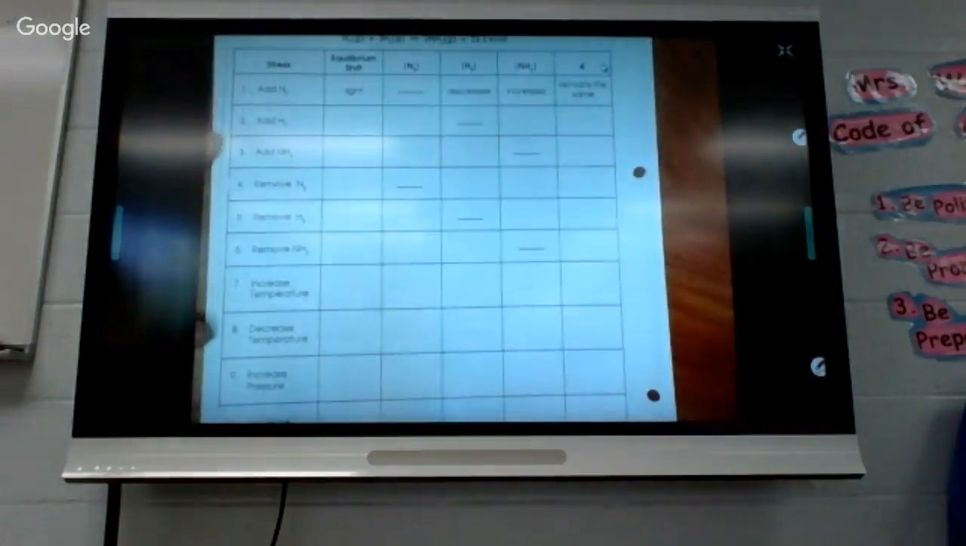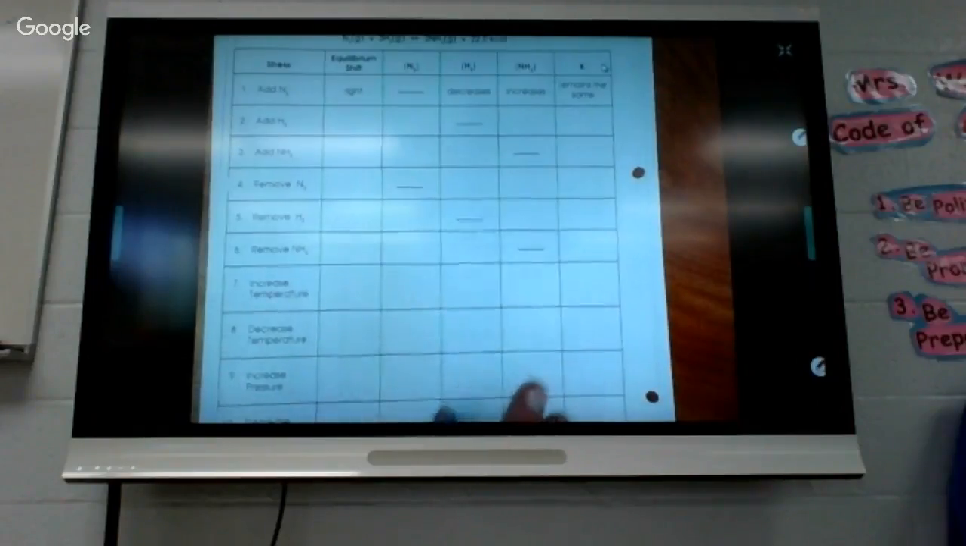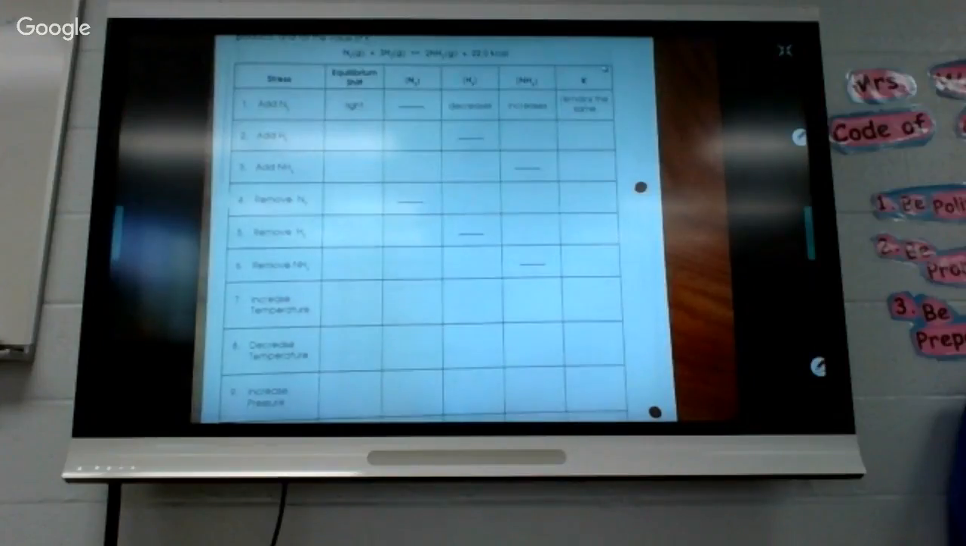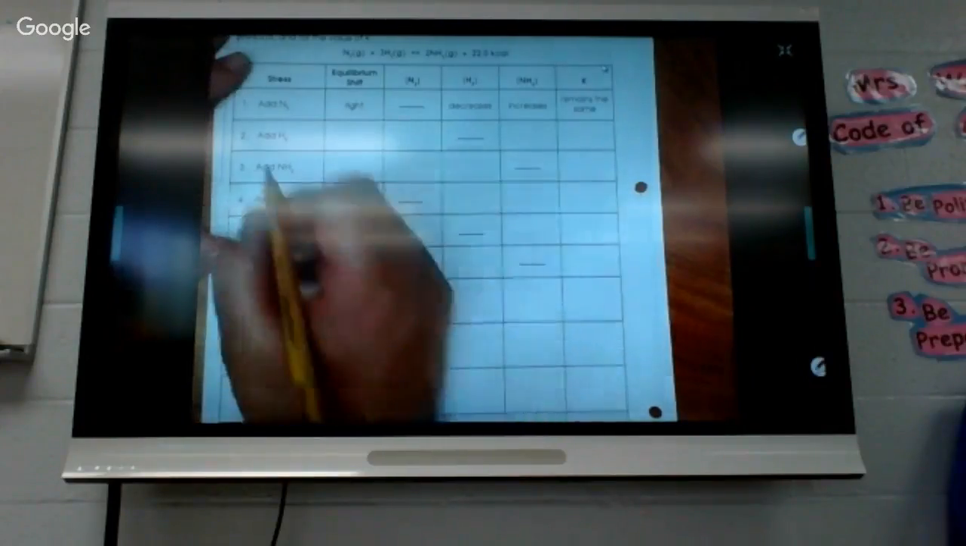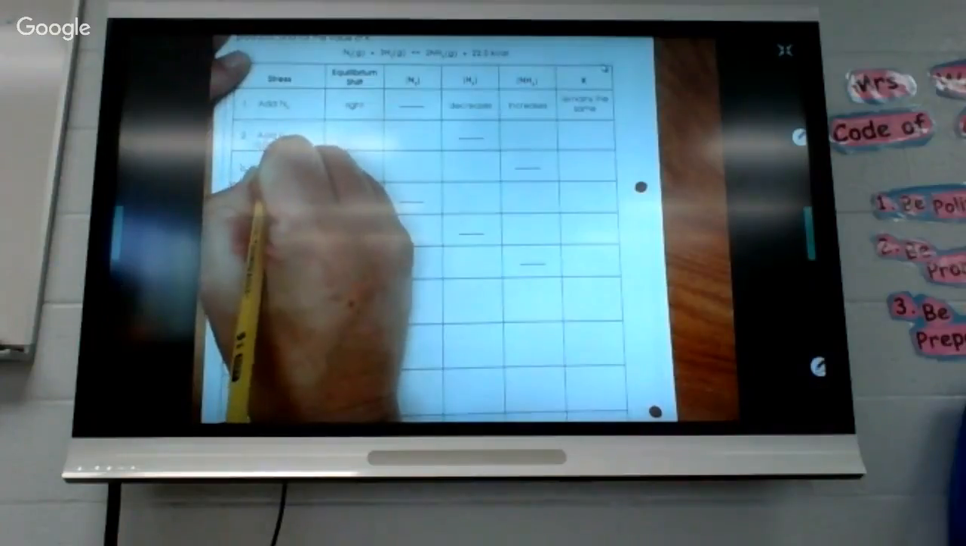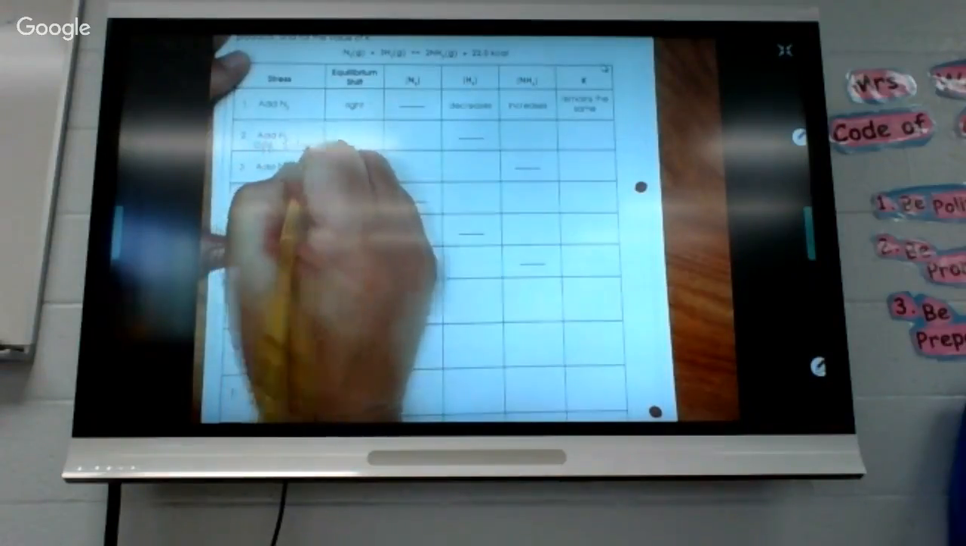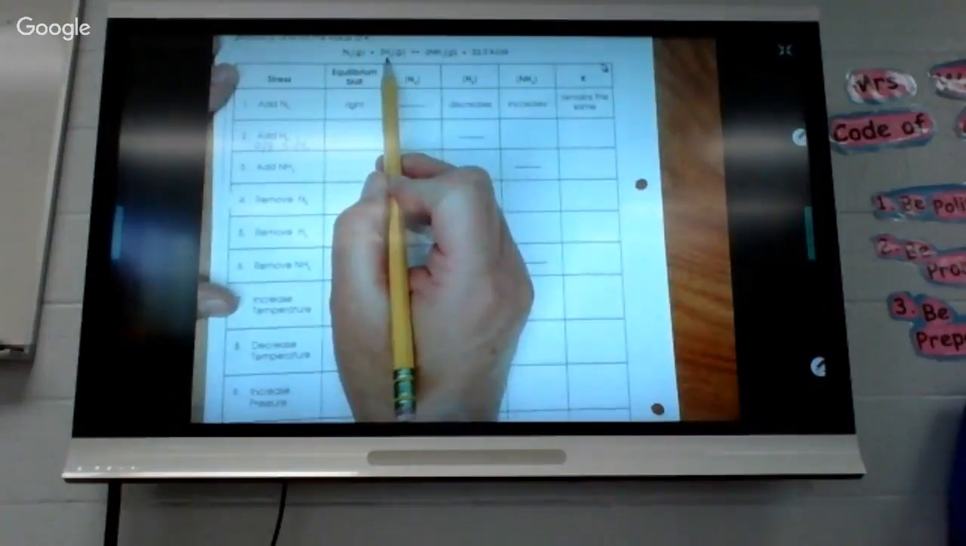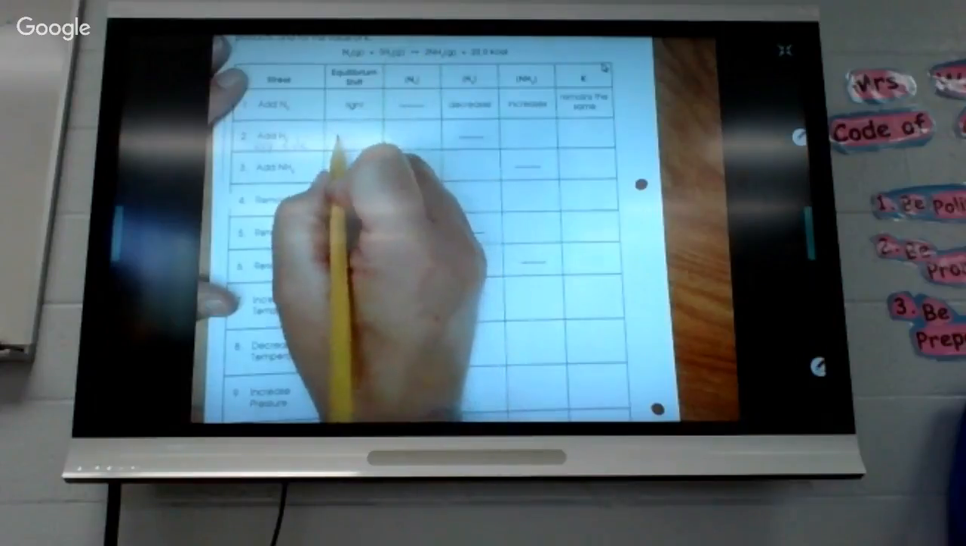All right. Number one's filled in for us, so let's ignore that one. And number two, we've got a reaction. It says add hydrogen. What's the rule for adding a reactant or a product? It goes to the opposite side. So if you go to the opposite side, where's H2 in the reaction? It's on the left, so that means it has to shift to the right.